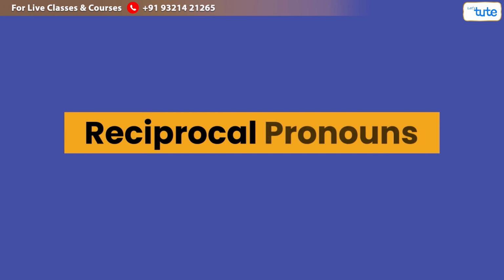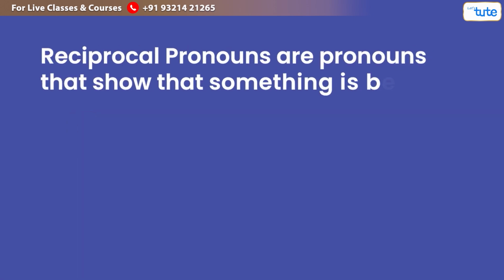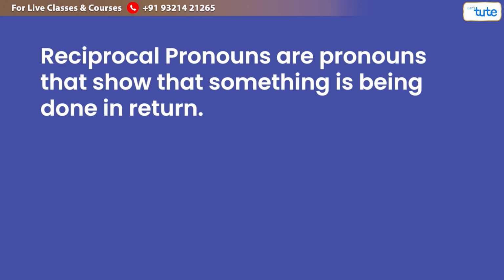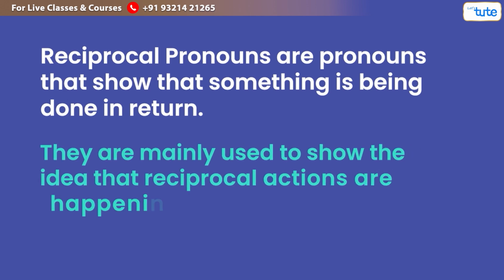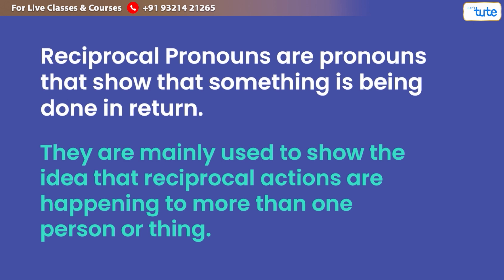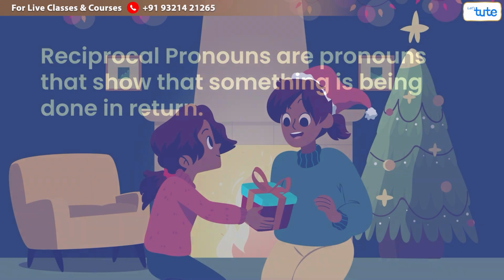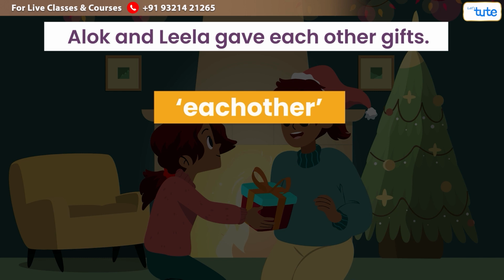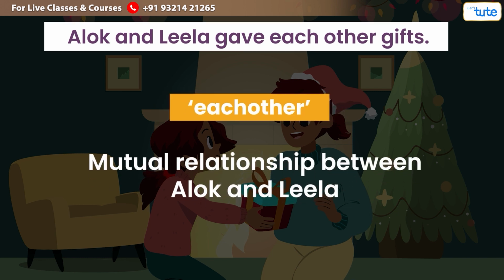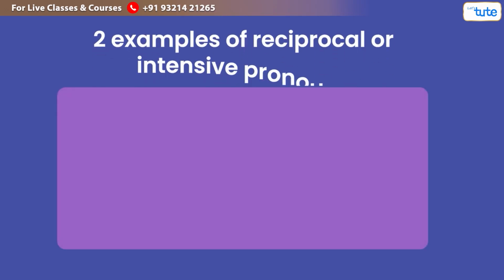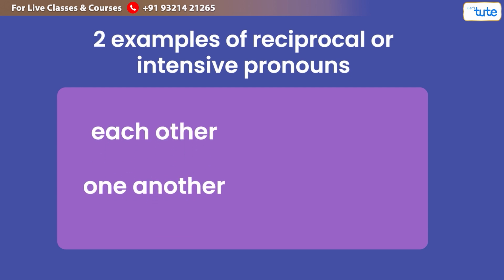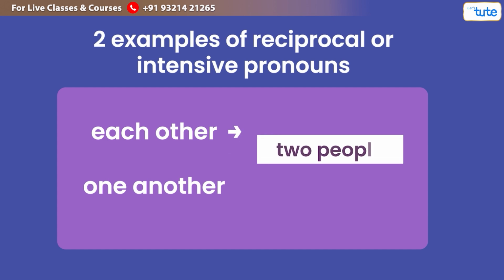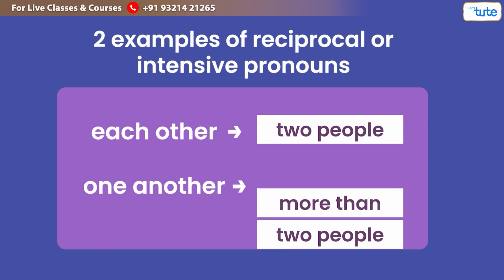Now we have reciprocal pronouns. Reciprocal pronouns are pronouns that show that something is being done in return. They are mainly used to show the idea that reciprocal actions are happening between more than one person or thing. For example, Alok and Leela gave each other gifts. Here, each other shows the mutual relationship between Alok and Leela. There are only two examples of reciprocal pronouns. They are each other and one another. Each other refers to two people and one another refers to more than two people.